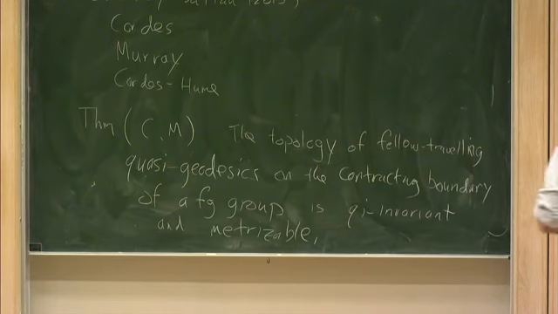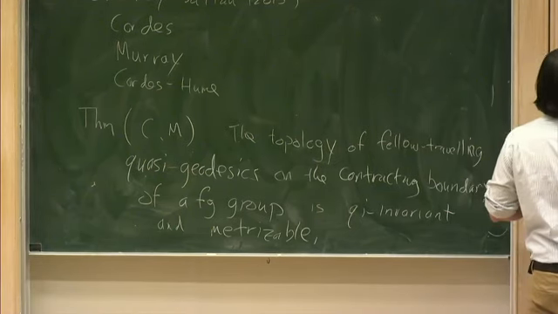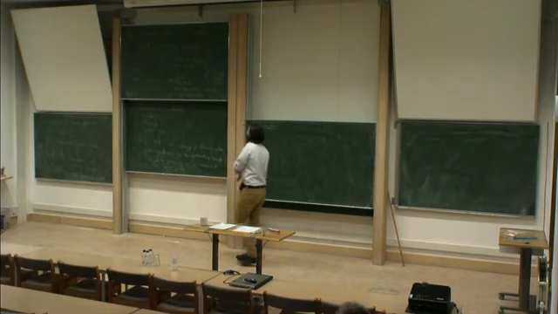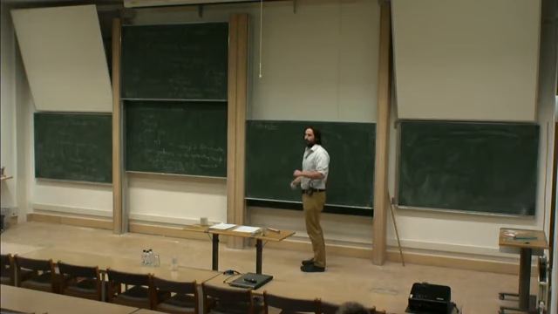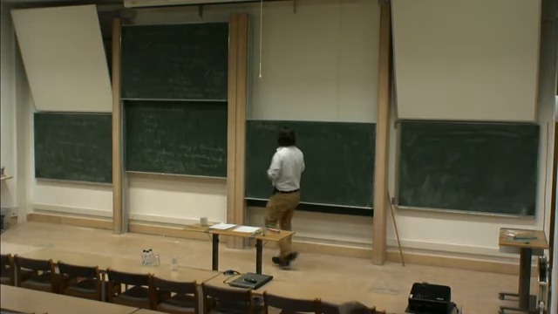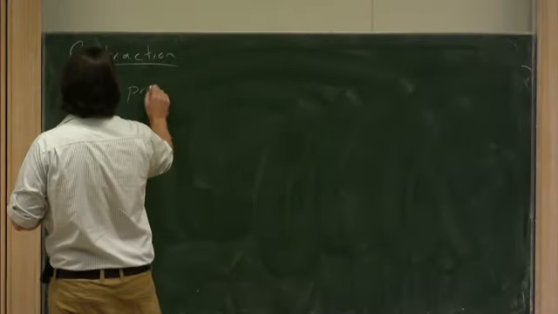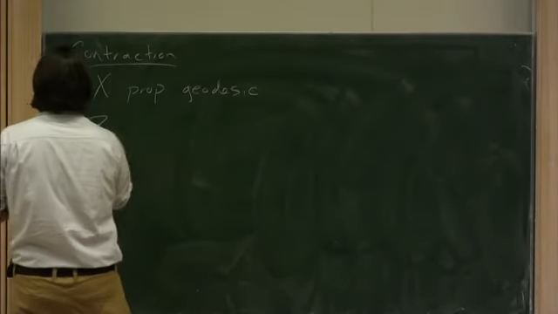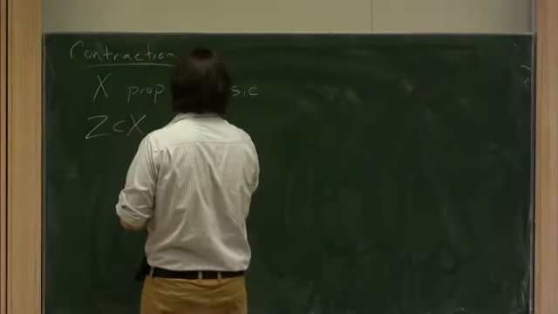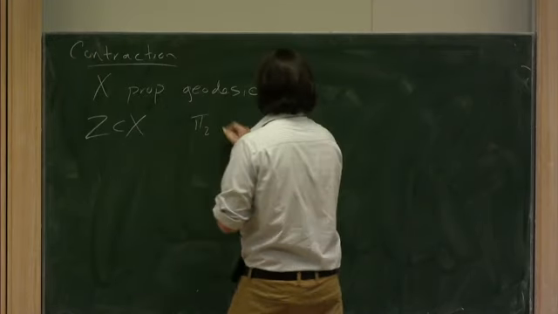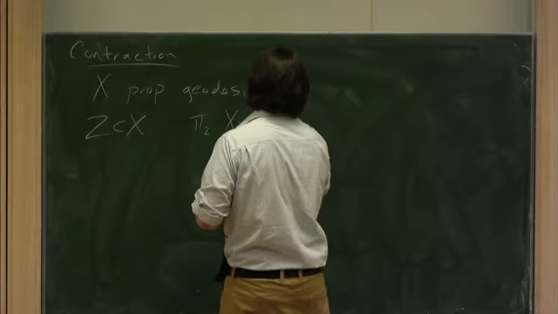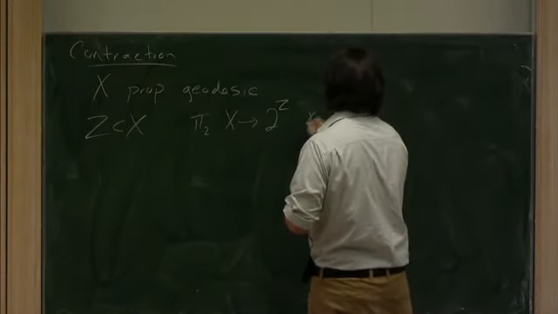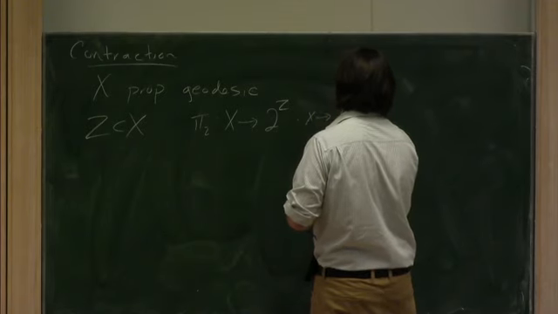So David introduced contraction. I'm supposed to be topologizing contracting geodesic rays, so let me remind you what contraction is. X is a proper geodesic metric space. Z is going to be a subset of X. And we have a closest point projection map from X into subsets of Z that sends x to the set of closest points.